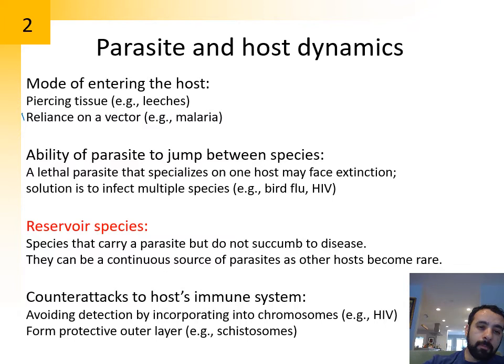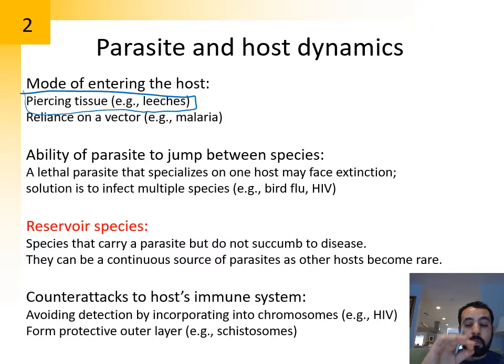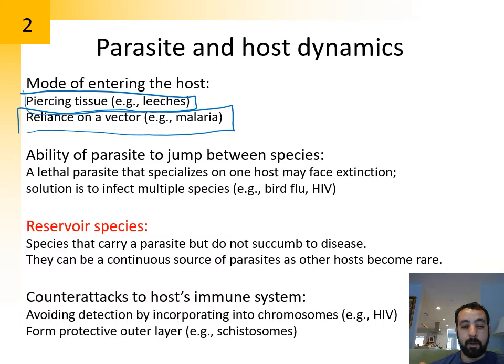We talked about the reliance on the vector, but many times you don't have that. The mode of entrance in the host is actually piercing the tissue, like leeches and ticks. That's all they do. If they want to get the host's resources, they have to pierce the tissue of the host. The caveat is that the host may be aware of that and may try to scratch off the parasite, or bite into it, and prevent you from getting that. So the more subtle the bite, the easier it is. Mosquito bites are way more subtle, so using a vector can sometimes be more subtle, again, than the bite of the parasite itself.